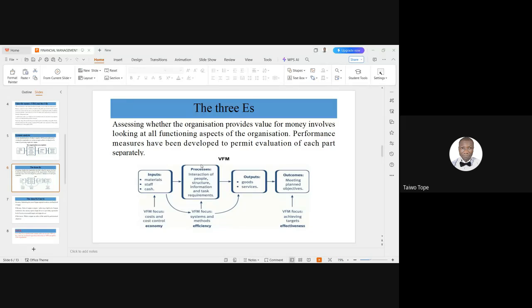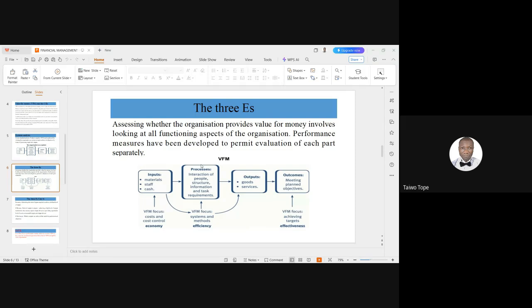For example, a training program should actually improve staff's performance. When you are being trained and you are still committing the same errors as before you were trained, it means the training is not an effective one. There is no effectiveness in the training. So meeting plan objectives is talking about effectiveness. When your plan is equal to your outcome, then there is effectiveness. But when your plan is different from your outcome in an adverse way, it means there is no effectiveness.